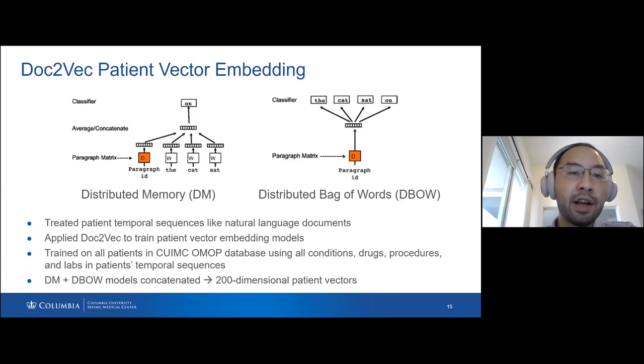And we apply Doc2Vec, which is a machine learning model borrowed from the natural language processing domain, to learn vector representations for patients. So we use both the distributed memory and distributed bag of words models from Doc2Vec, and we trained it using all patients from the CUIMC OMOP database, using their entire patient histories. Each of these models had 100 dimensions each, and we concatenated the two vectors to represent each patient.